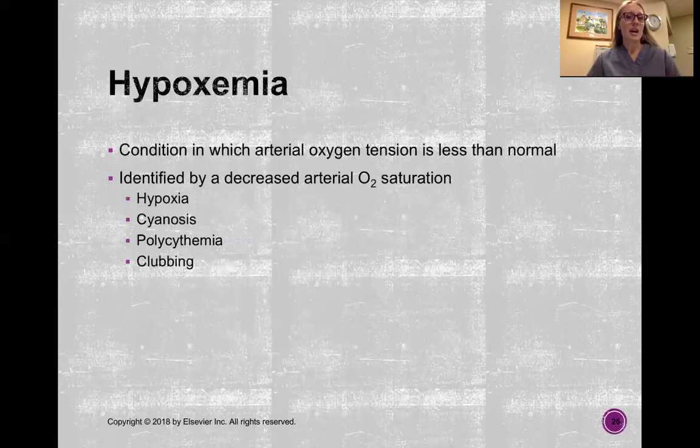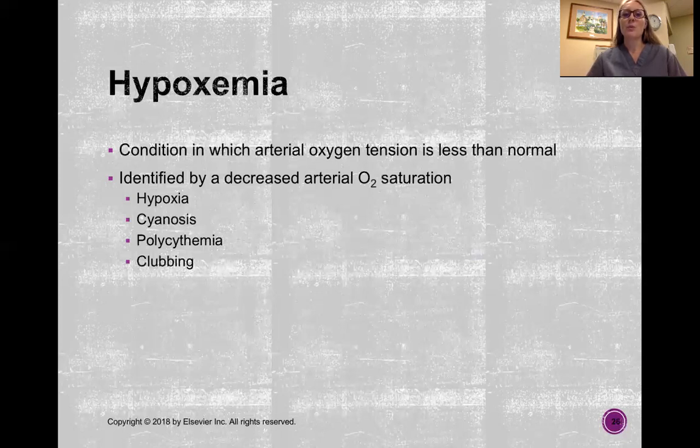When we're looking at hypoxemia, which is going to be a result of some of these congenital heart defects and CHF, we're looking at arterial oxygen, which is less than normal. And we can do that by taking an ABG, right? We're going to take the arterial blood gases and run them and see what our oxygen is.